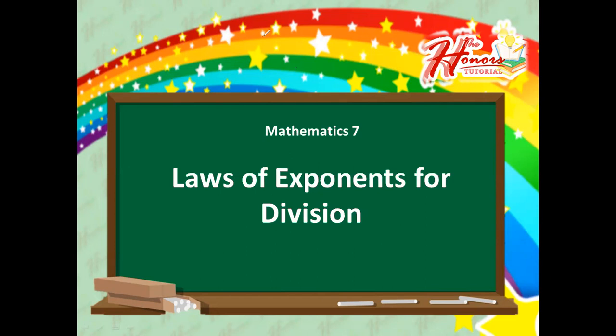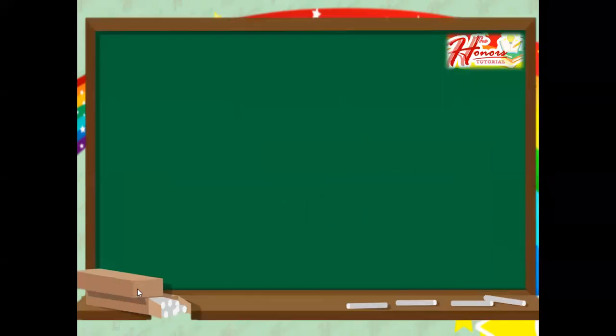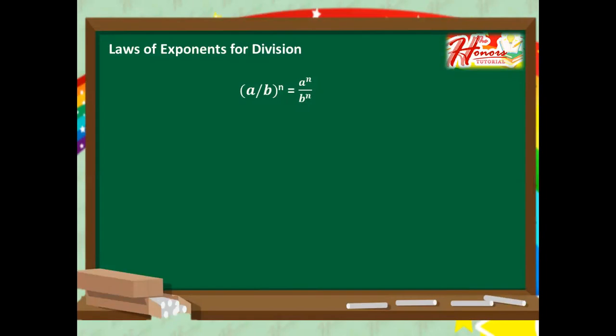Our topic for today is about the laws of exponents for division. This is under Mathematics 7. Let us have our first rule for the laws of exponents for division. We have here the quantity of a over b raised to n is equal to a raised to n over b raised to n. Let us have our first example and then let's apply the rule that we have here.